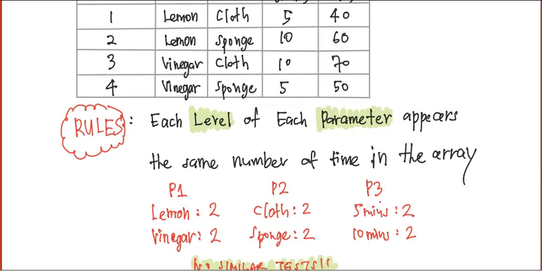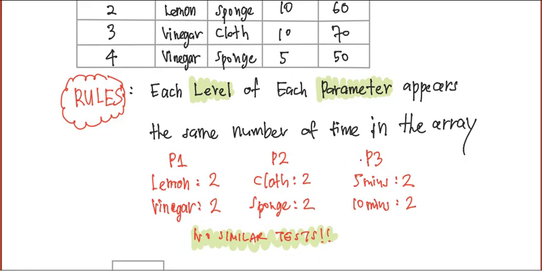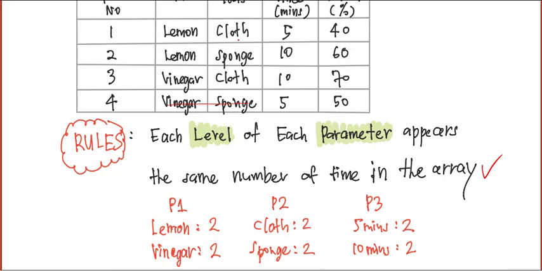How about parameter 2, which is time? 5 minutes 2 times, 10 minutes 2 times. So this rule is satisfied. The number of repetitions for each level of each parameter is 2. And also there isn't any similar test at all, which is the best condition.